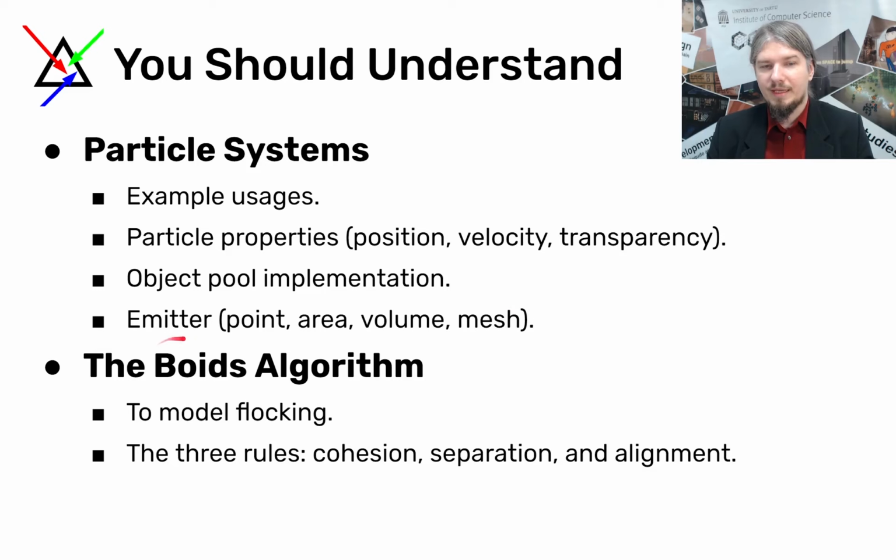We talked about emitters, so there's usually some kind of a location, maybe an area, maybe a volume. It could also be a mesh from where these particles spawn. We saw the Boids algorithm, so this is used to model flocking, for example of birds or maybe fish. And we saw the three default rules: cohesion, all the particles try to move towards the center of mass; separation, they want to keep some distance away from each other; and alignment, they want to move all in the same average direction.